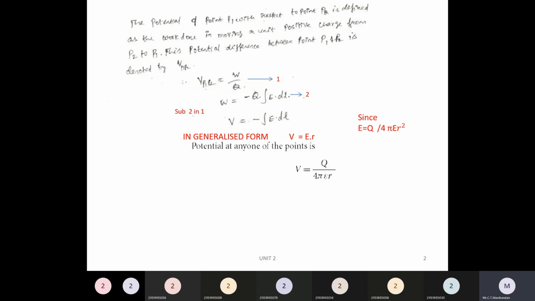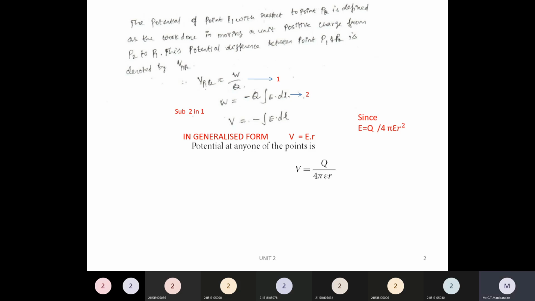Okay, so you can see that simple concept there. Potential and electric field are related by the formula V equal to minus integral of E dot dl. Since the charge is moved against the electric field, we are inserting the minus sign there. This is a very important concept.